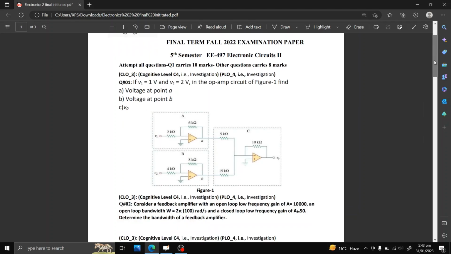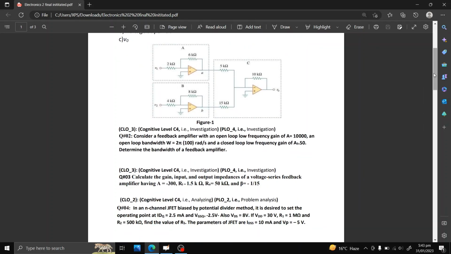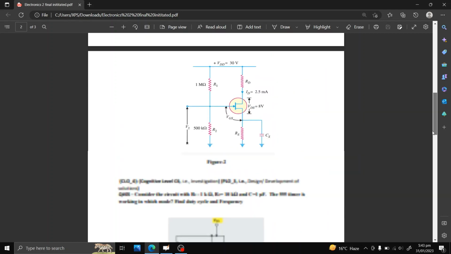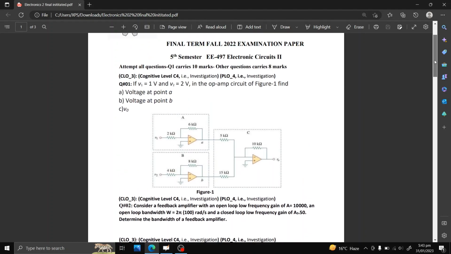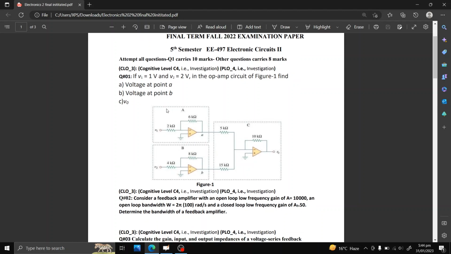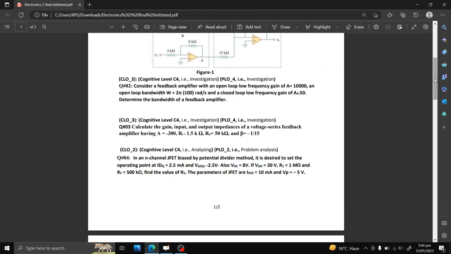So the total time was 2 hours, but if you know the basics, if you can solve the paper, you can solve it within 1 hour also. So this was the paper. Question 1 was related to the basic concepts of op-amp. Question 2 was related to gain bandwidth product. So you have to simply put in the formula and then you can get the answer.